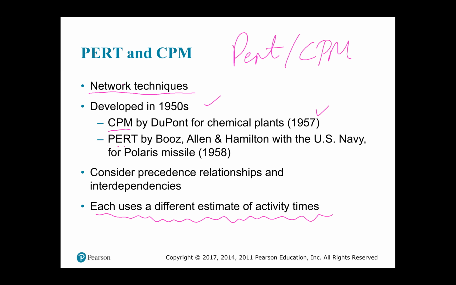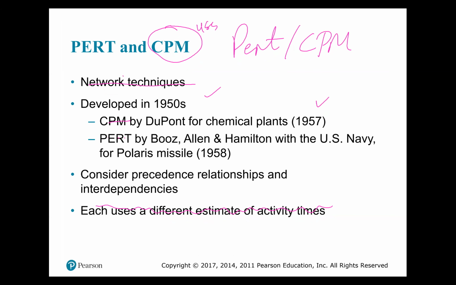You find that CPM uses what we call deterministic times. That is, we're pretty sure of what each activity's time will be, while PERT has variable times. So we'll use probabilistic times for each of the activities. Each activity will have a listing of 3 times, and we'll show you how to utilize those times.